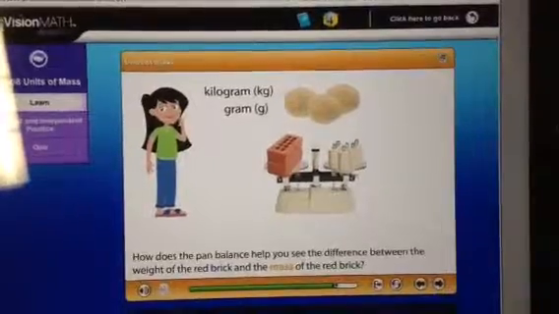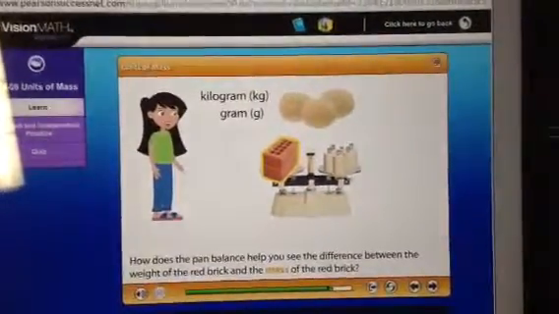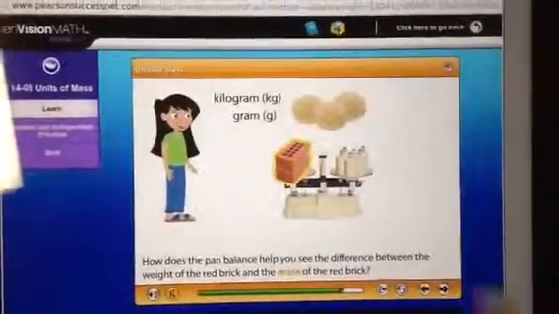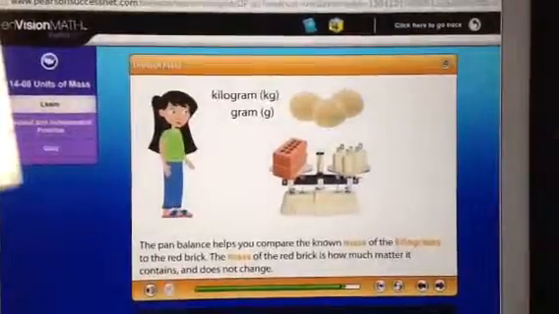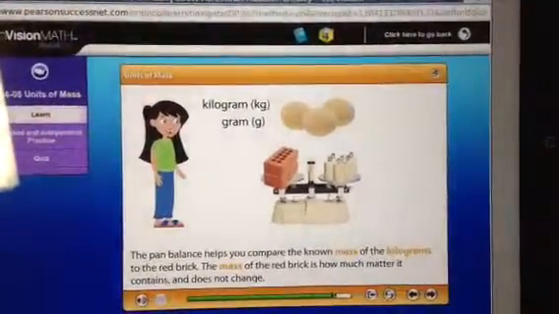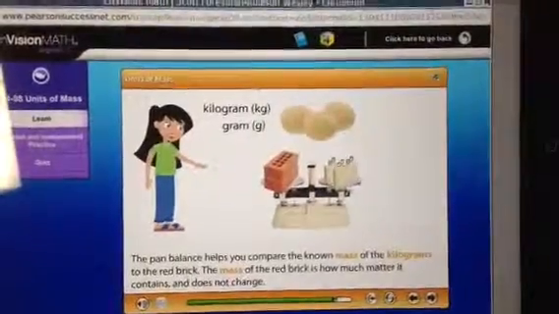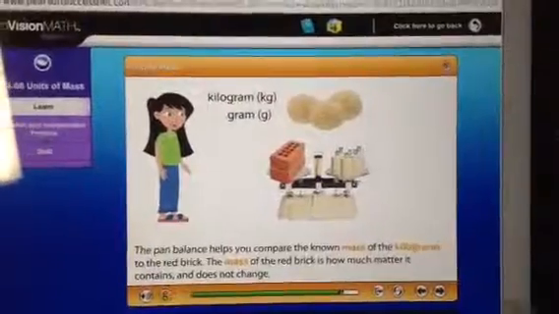How does the pan balance help you see the difference between the weight of the red brick and the mass of the red brick? The pan balance helps you compare the known mass of the kilograms to the red brick. The mass of the red brick is how much matter it contains and does not change.